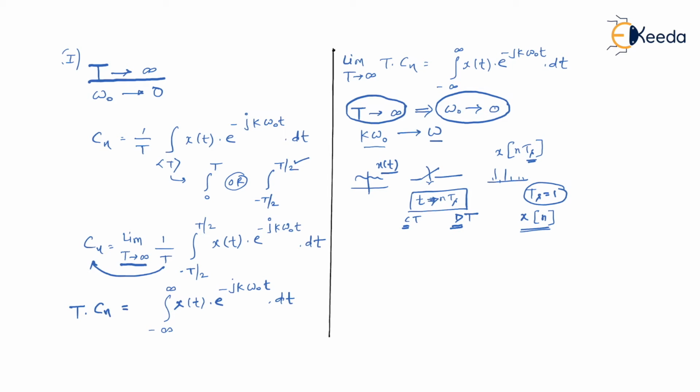So when I am saying that it has gone from discrete to continuous, I should move from k omega naught to another notation, that is omega. Is that right? So now let us do that. On the left hand side, I'm talking about this step now. We have limit T tending to infinity, T times Cn, which is equal to integrating over minus infinity to infinity x of t e to the power, now you see that k omega naught should be replaced with omega. So it becomes minus j omega t dt.